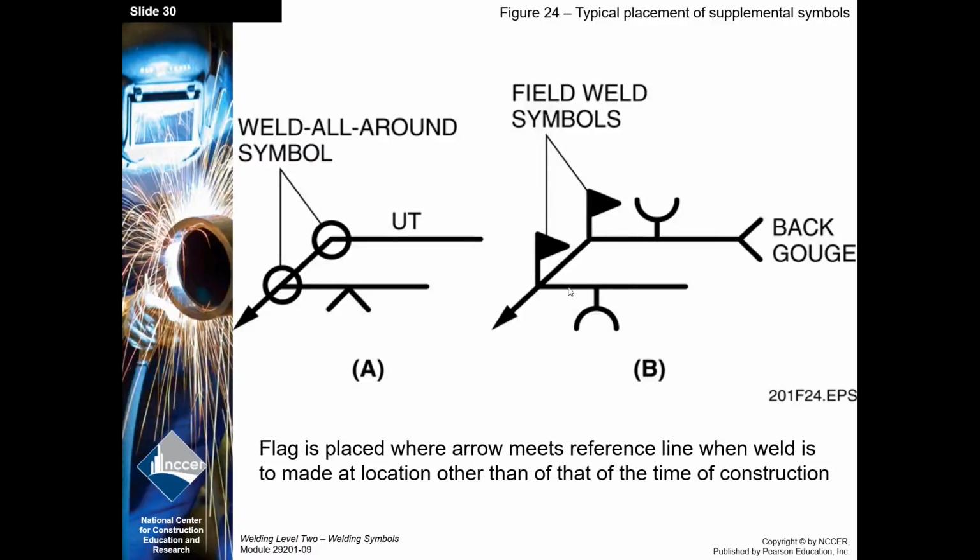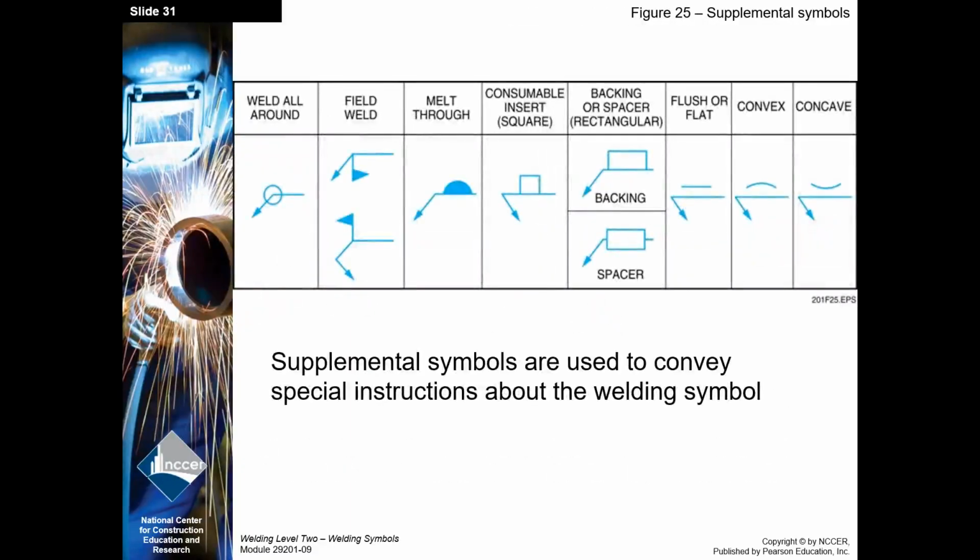This indicates that this weld is done in the field at the time of construction, not in the shop on your jack stands. Supplemental weld symbols are used to convey special instructions about the welding symbol. So these are extra descriptors about the weld symbol.